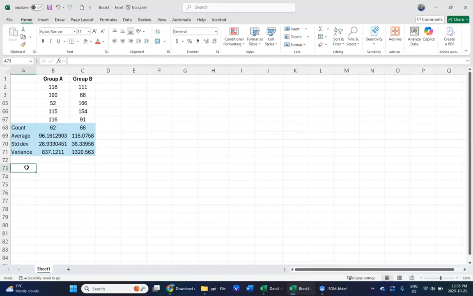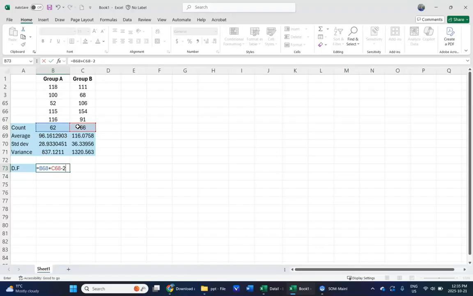So one of the things we want to calculate here is our degrees of freedom. I'll just abbreviate that DF. Degrees of freedom in two sample t-tests is the sample sizes, n1 minus 1 plus n2 minus 1, or n1 plus n2 minus 2. So our degrees of freedom is 126.